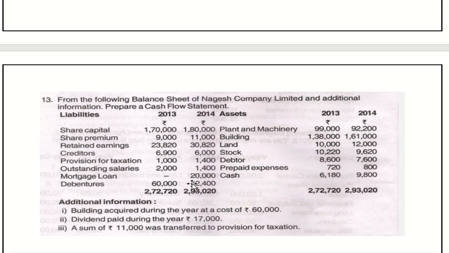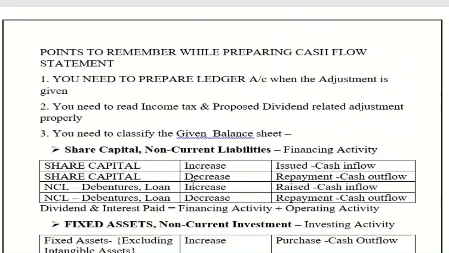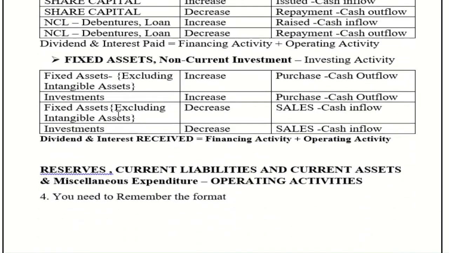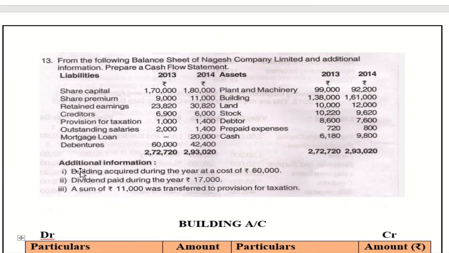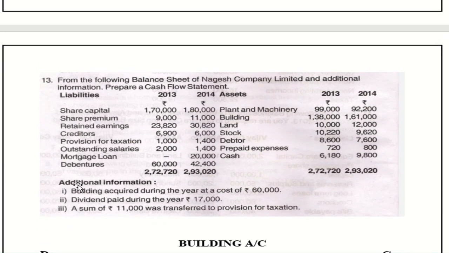So I told you the simple rule: you need to remember that you need to prepare a ledger account when an adjustment is given. See here, the building adjustment is given, and on the asset side there is a building. So now you have to prepare a building account. Next, look at the liability side: provision for taxation is there in the balance sheet, so you have to prepare a provision for taxation account also.